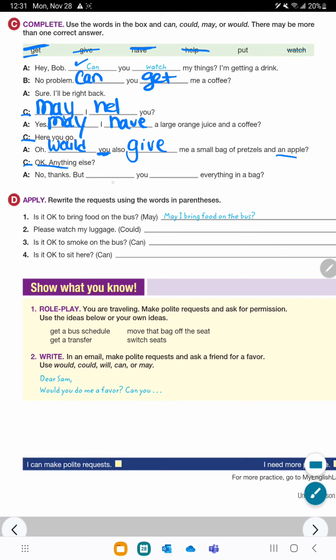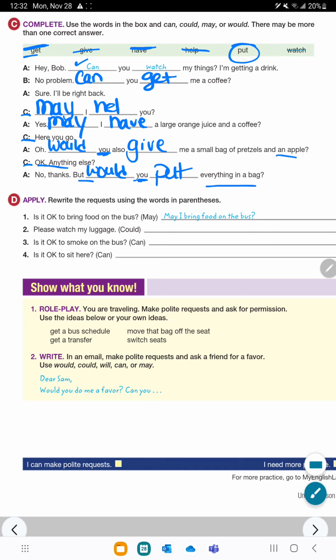but blank you, so it's a favor. And the last verb we have is put, so we know that's going to be put everything in a bag. So here in our favor, again, we can say can, we can say could, we can say would. All are correct. We're going to stick with our little formal conversation, so just like we asked for the small bag and pretzels, we're going to stay with would. No thanks, but would you put everything in a bag for me? There we go. That is our statement.